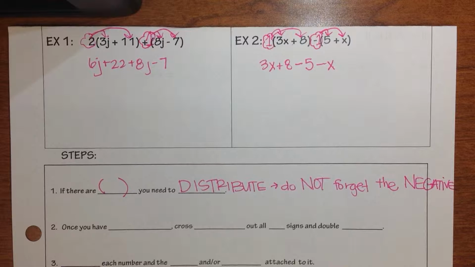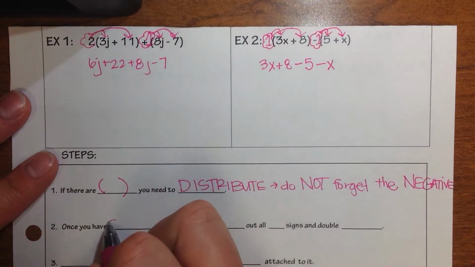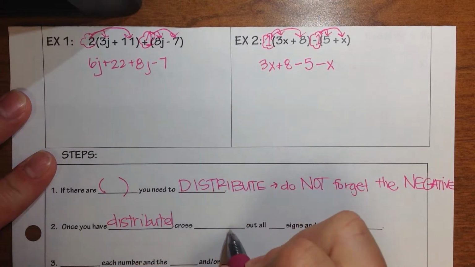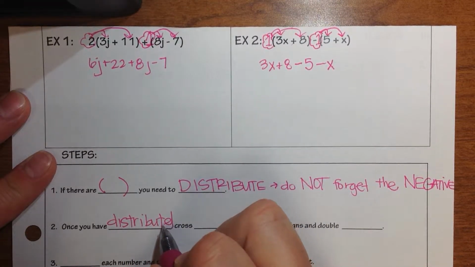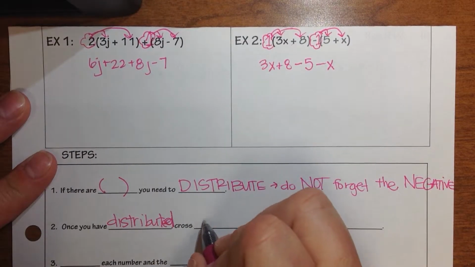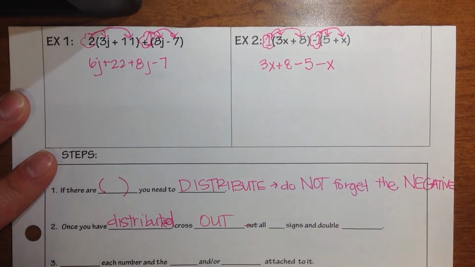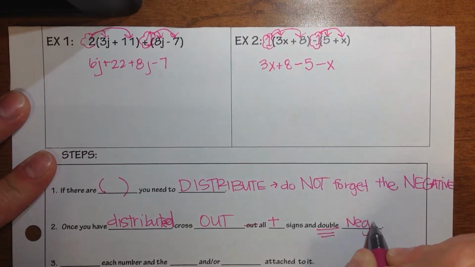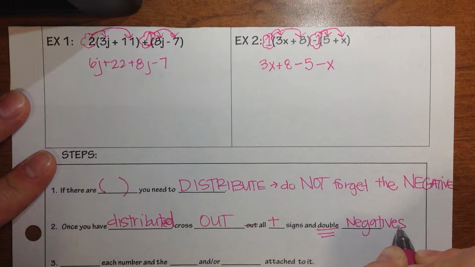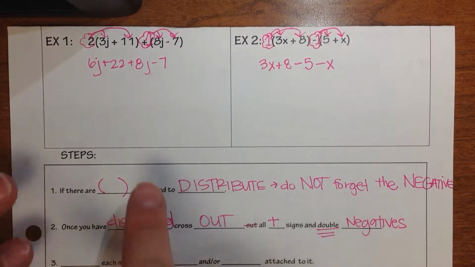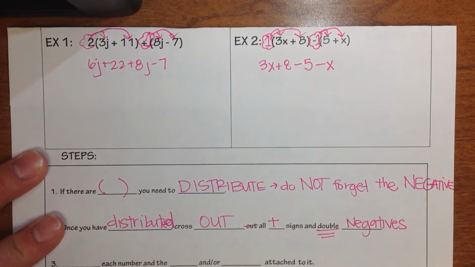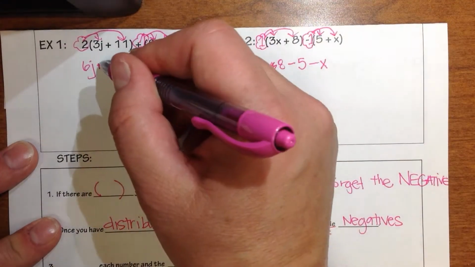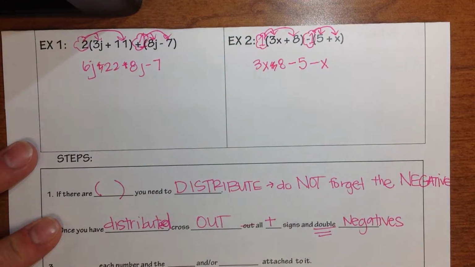Step number 2. Once you have distributed, you're going to cross out all plus signs and double negatives. There has to be 2 negatives right next to each other. You'll notice I have no double negatives. So I'm not crossing out any of those. But I do have some plus signs that I don't need. So those are gone.